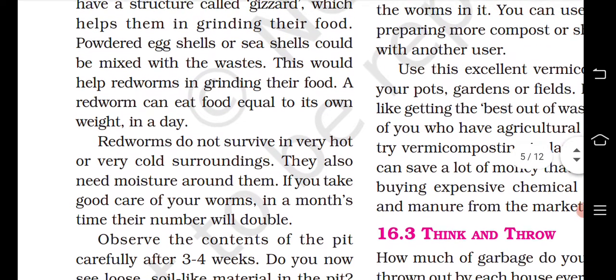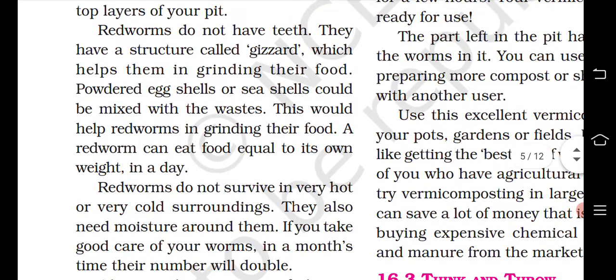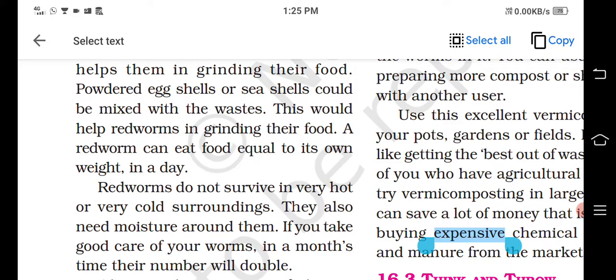And you must know some important information about red worms: red worms do not have teeth. They have a structure called gizzard, which helps them in grinding their food. Powdered eggshell or seashells could be mixed with the waste. This would help red worms in grinding their food. A red worm can eat food equal to its own weight in a day.